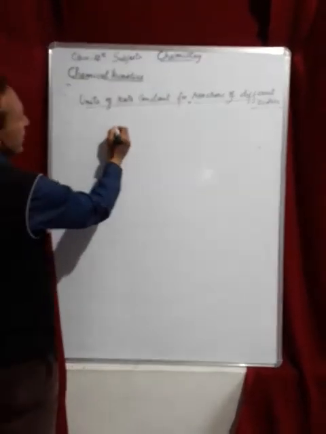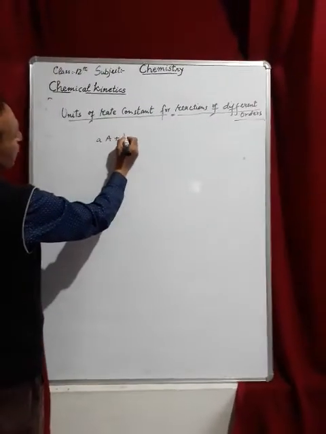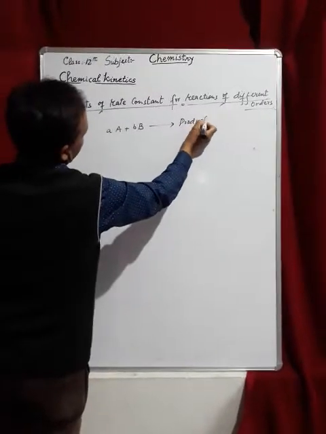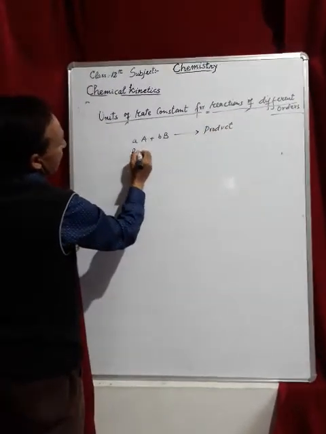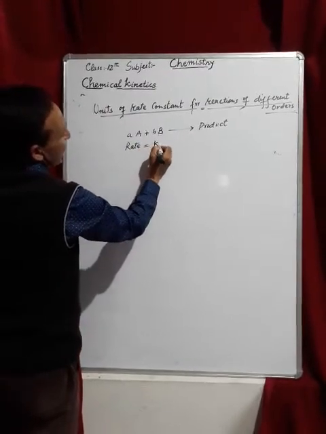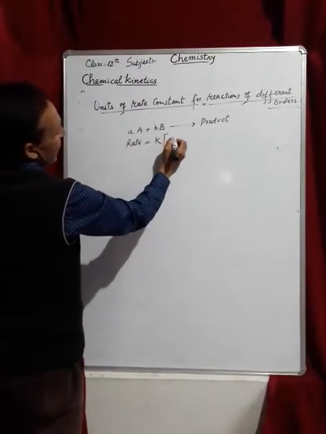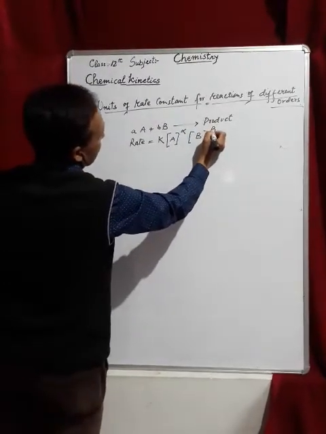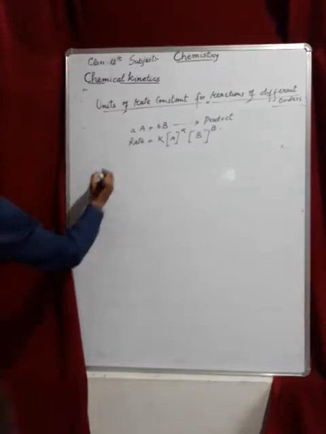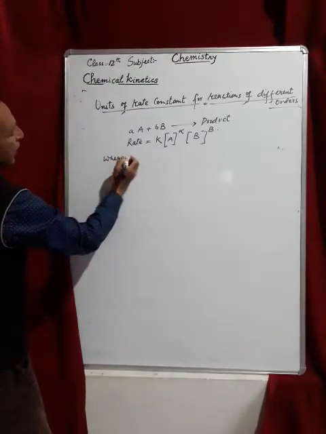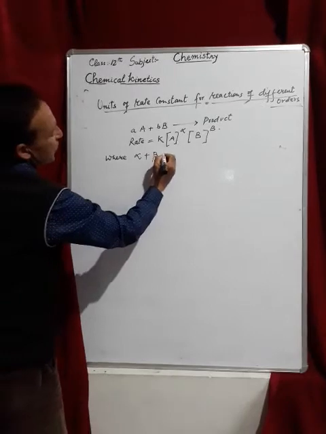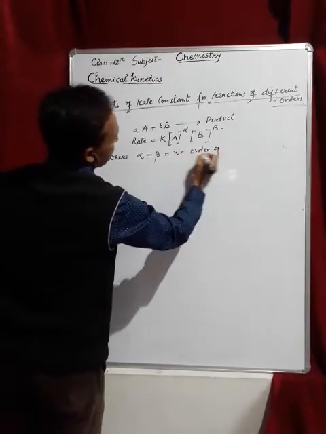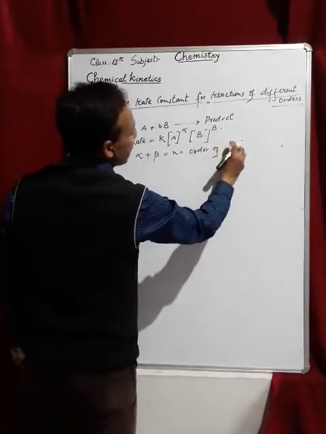So we will write a general reaction. aA plus bB gives the product, and rate according to the rate law expression is equal to k[A]^alpha[B]^beta, where alpha plus beta is equal to n, the order of the reaction, जैसे कि हमने अभी डिटरमाइन किया.